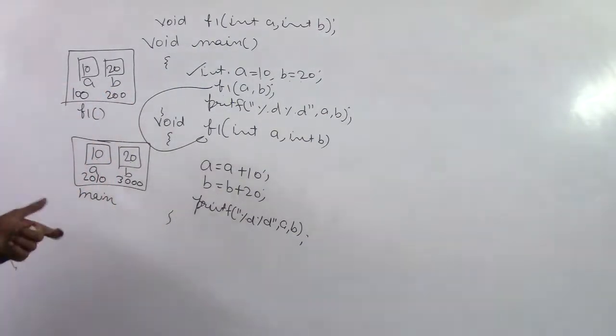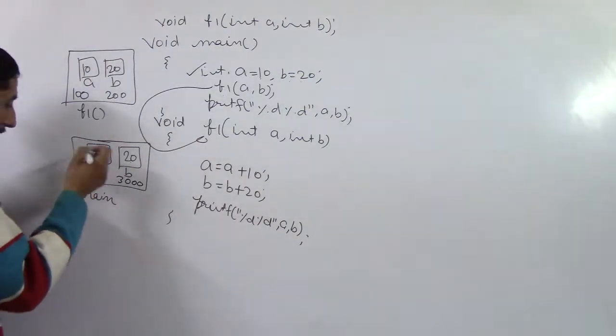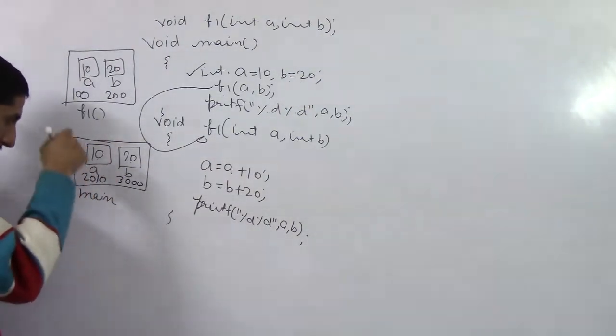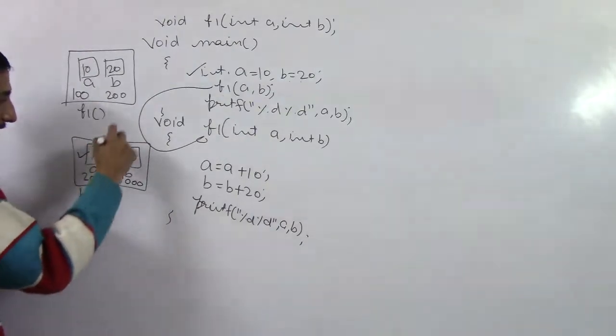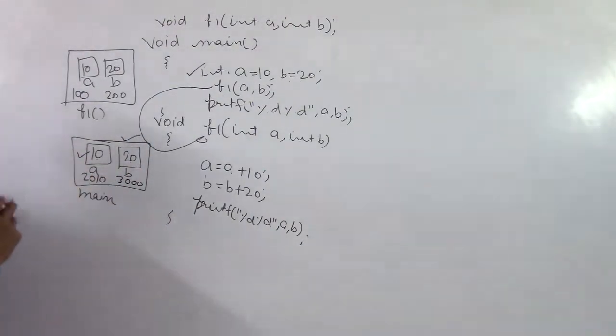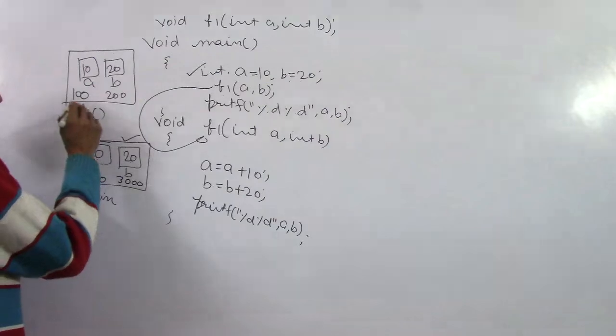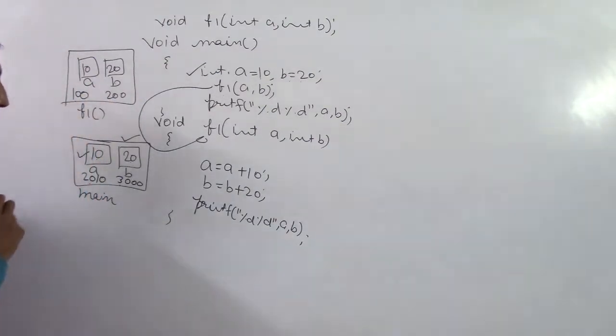We have to keep one thing in mind. Here also we are allocating the memory for a as well as for b, but the addresses were something and something. In the case of f1 also we are going to allocate the memory for a and b, and the addresses were 100 and 200. Then execute the next line.